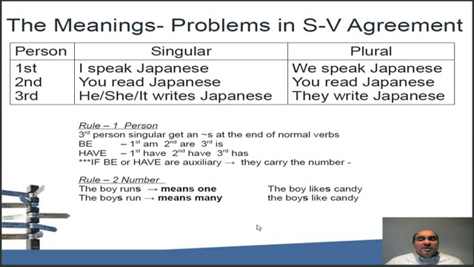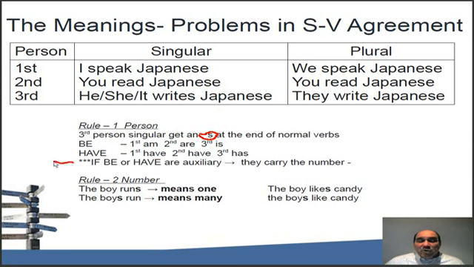Some other problems that students may have with the subject-verb agreement is knowing where to put the S at the end of normal words, right? The plural noun. We put it there as a plural, but sometimes students think if it's a plural noun, then I need a plural verb, and it doesn't work that way, right? So there's a rule, and these are the regular rules for person. Third person singular gets an S. And with the be verb, we have am, are, is, first, second, and third. And with have, we have, has.